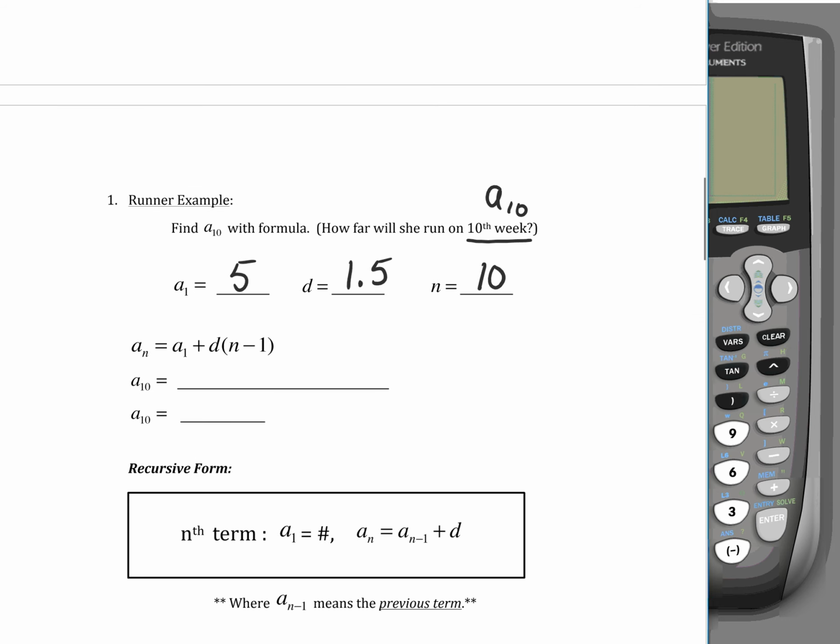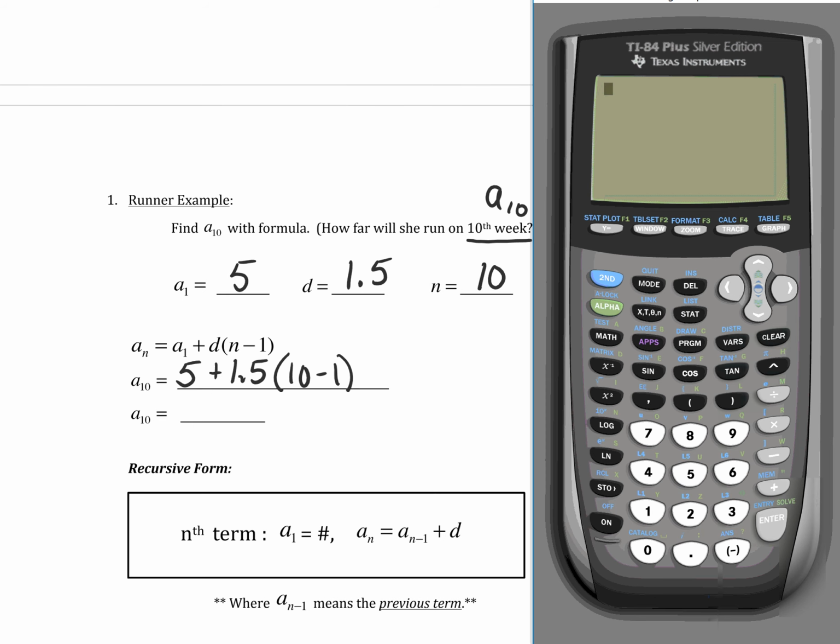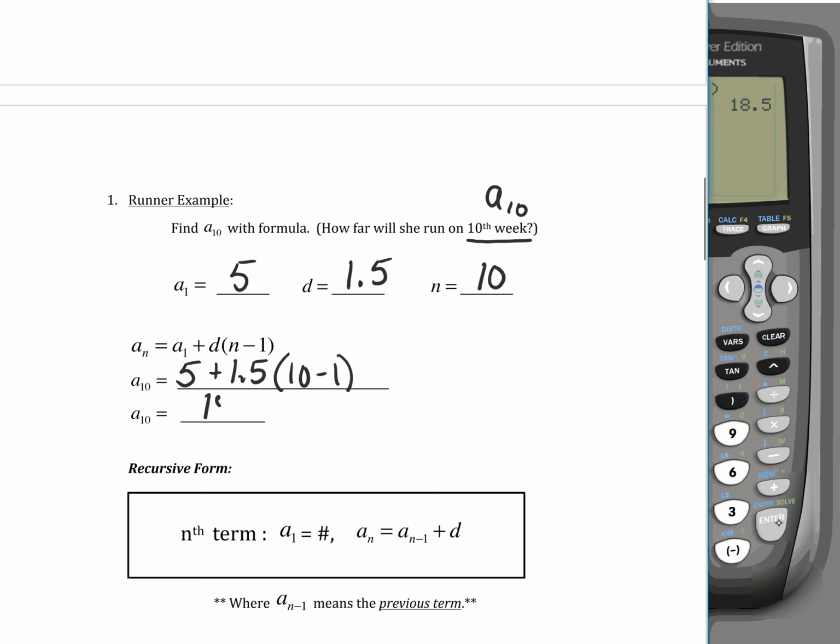And now we have enough information to plug all of this in our formula. So A10 is going to be 5. That's going to replace A1. Plus 1.5 times 10 minus 1. And we're going to highly recommend that you plug this into the calculator all in one shot. Now if you would like 10 minus 1, we know that is equal to 9, so you could put 9 in there instead. But so that you don't do order of operations incorrectly, plug it in all in one shot. It will always give you that correct final answer as long as you type it in right. And then this was in miles.